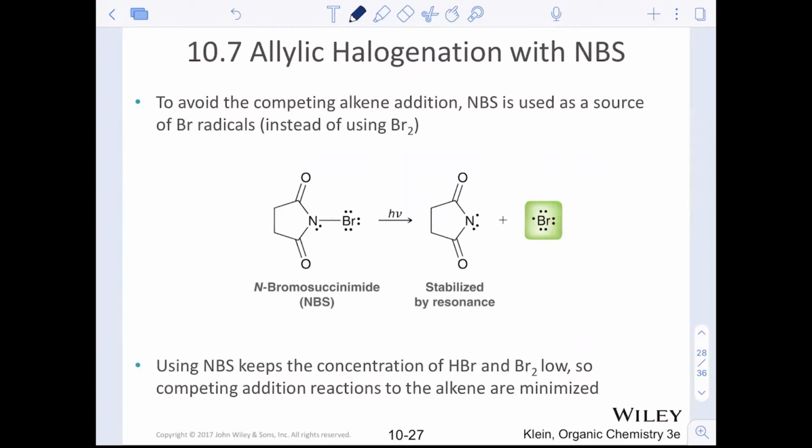Instead, what we want to use is a bromine source that keeps the amount of bromine low. So we will use NBS, N-bromosuccinimide. Notice it's one equivalent of bromine radical for every one molecule, instead of Br2, which would have been 2 equivalents of bromine radical. The initiation step for this reaction starts with the homolytic cleavage of NBS.